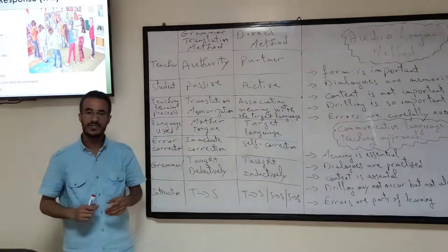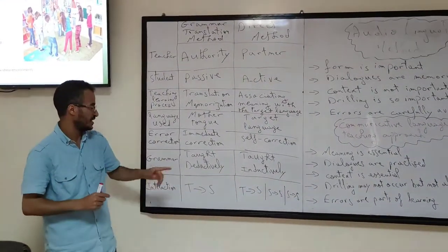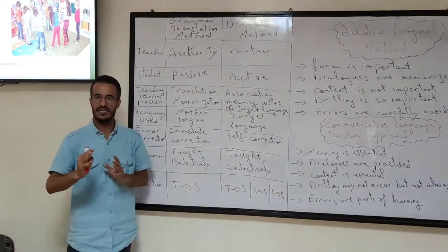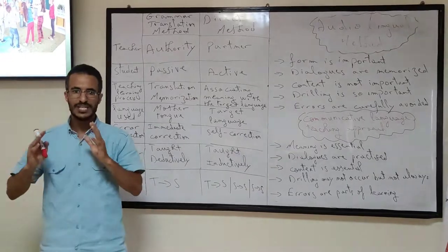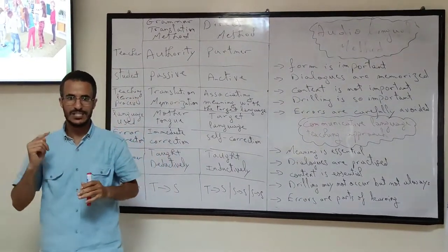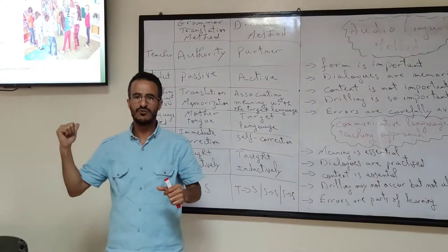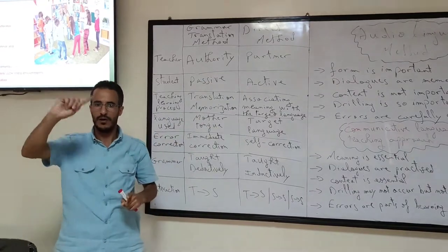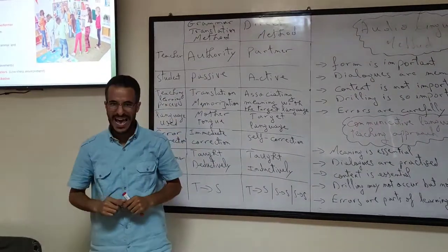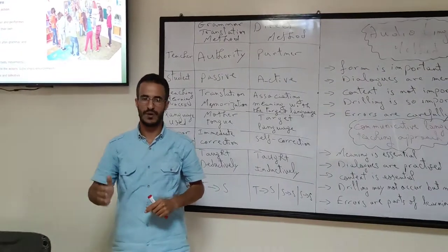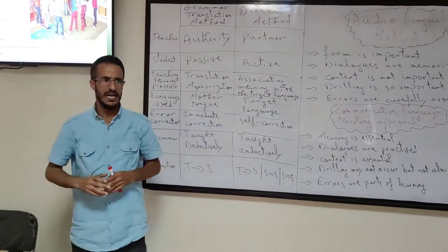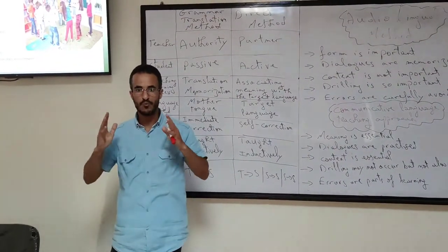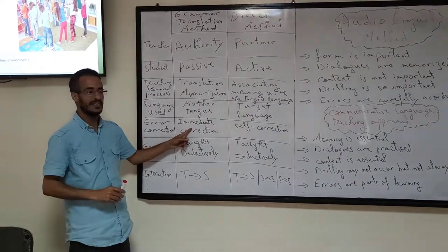Now, what about correcting mistakes, or error correction? For the grammar translation method, teachers correct mistakes immediately. I'll give you an example. For example, I taught my student the simple past, and a student will practice. "Teacher, yesterday I played tennis." In the grammar translation method? No. We don't say played. So the teacher immediately corrects the student. "Teacher, yesterday I go to school." No, we say yesterday I went to school. So we call it immediate correction.